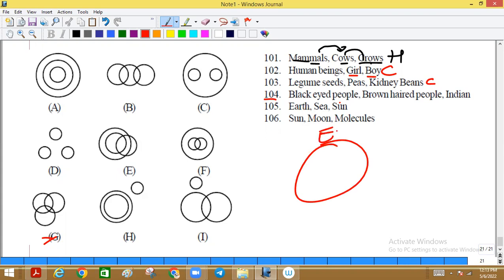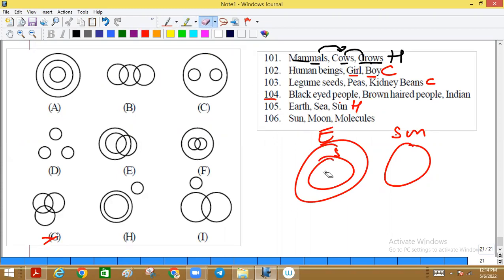So on the Earth, you are having what? Some part of the Earth is covered with sea. Obviously, the sun is a star. Earth is a planet. There is no relation between sun and Earth. So H is the answer. Good. Next one. Sun, moon, molecules. 106.